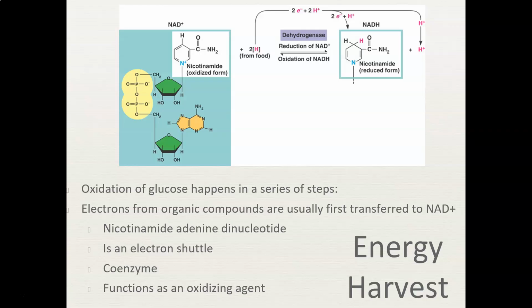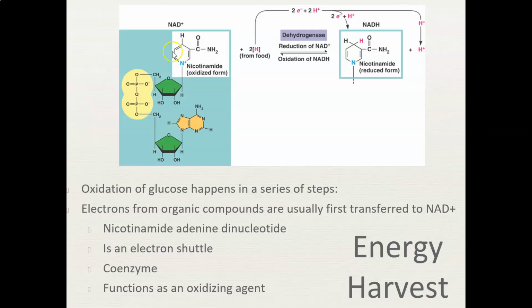One of the biggest electron carriers we're going to see in cellular respiration is the NAD+ reduction, oxidation NADH. This is nicotinamide adenine dinucleotide. It's a mouthful, right? We're going to shorten that and just call it NAD+. It's an electron shuttler. It's a coenzyme. It's going to function as an oxidizing agent throughout the cellular respiration process.